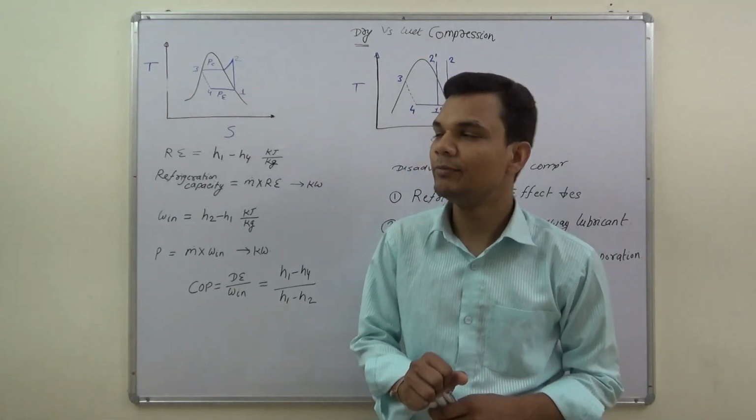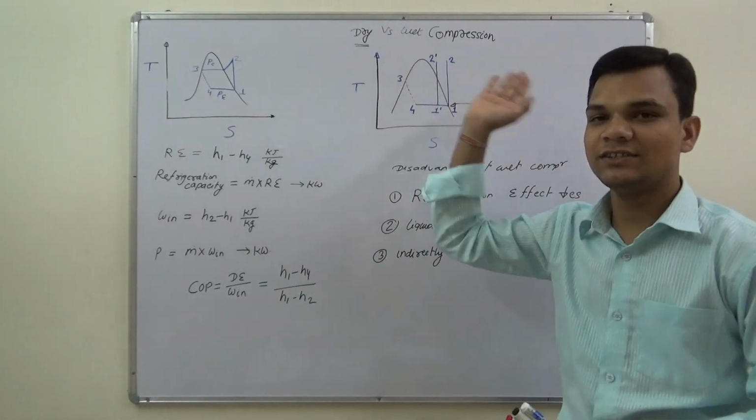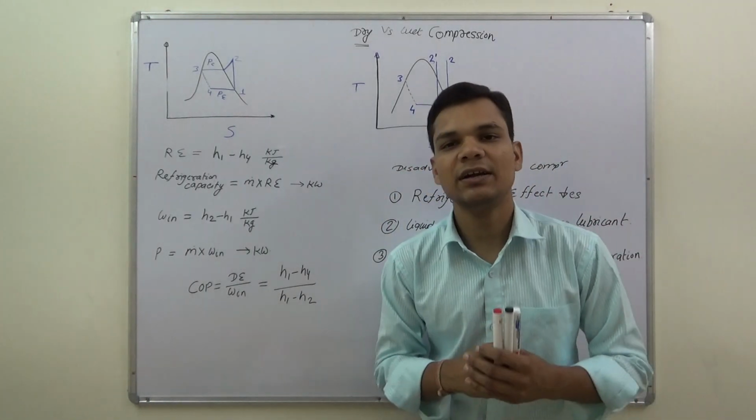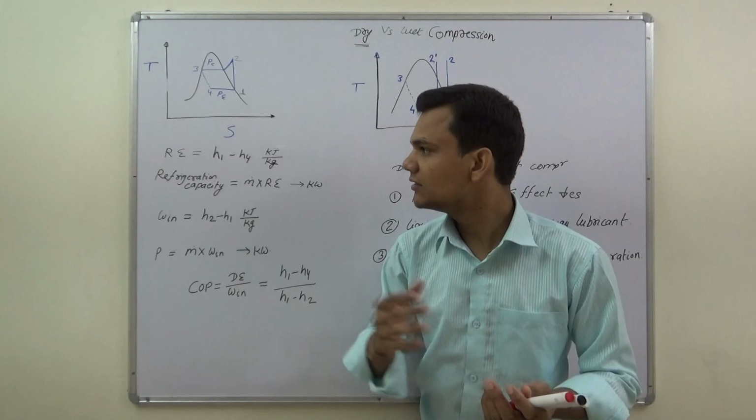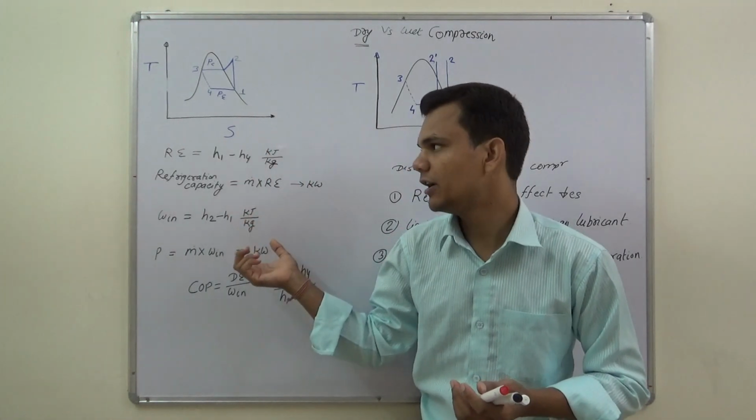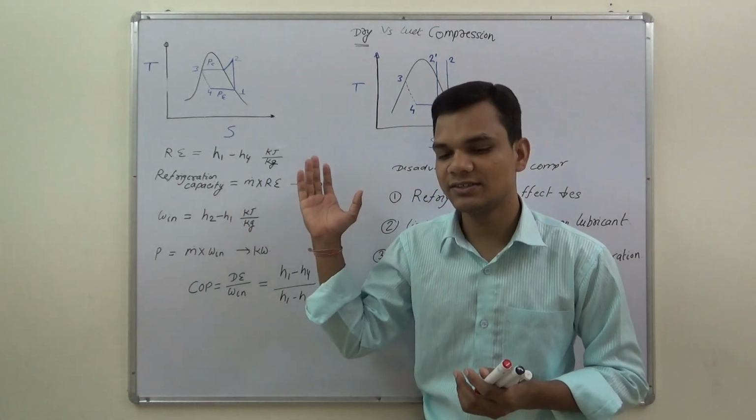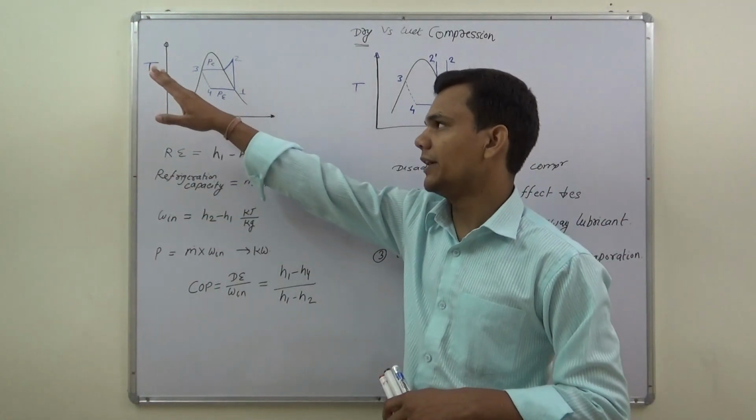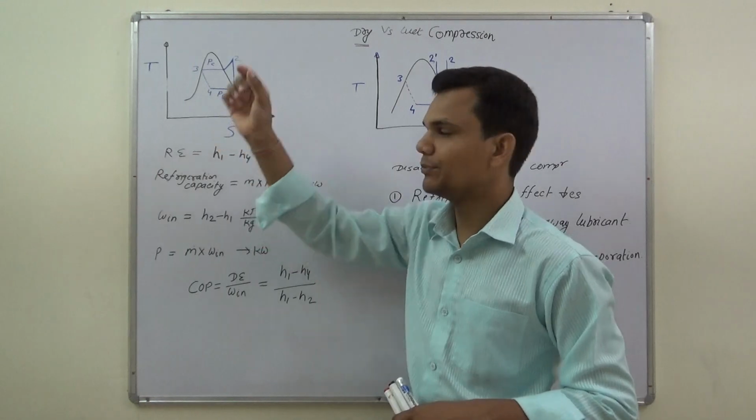Today we will discuss dry compression versus wet compression. Before that, we will understand the T-S diagram for the vapor compression refrigeration cycle and some formulas related to it, or VCRS. Here I draw the T-S diagram for the vapor compression refrigeration cycle.